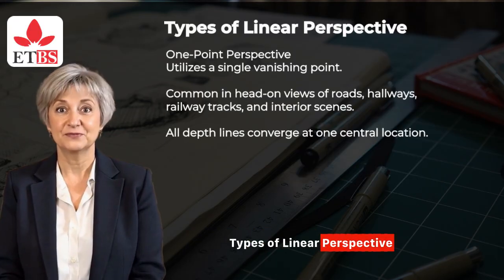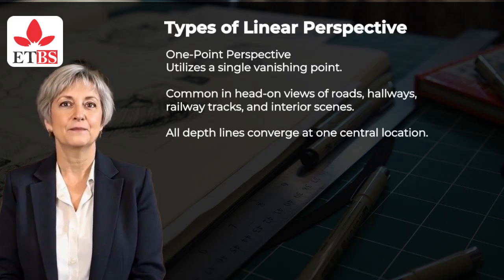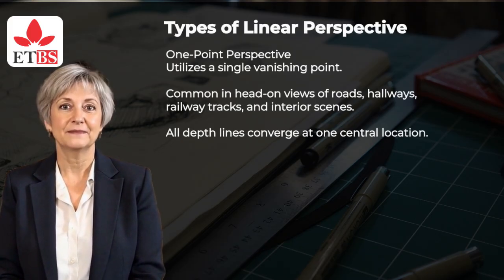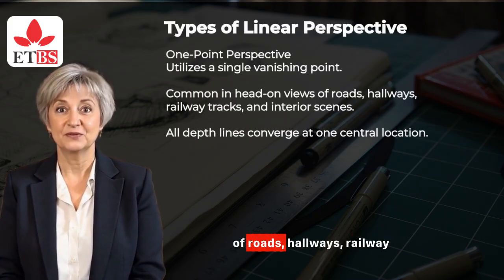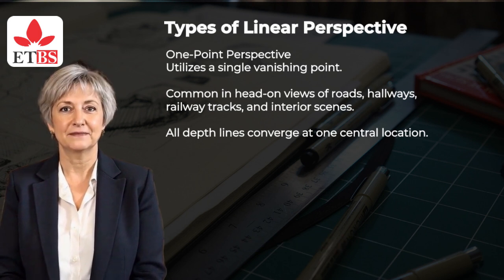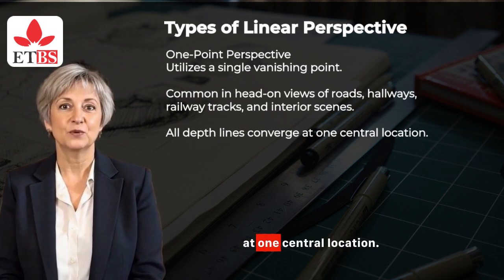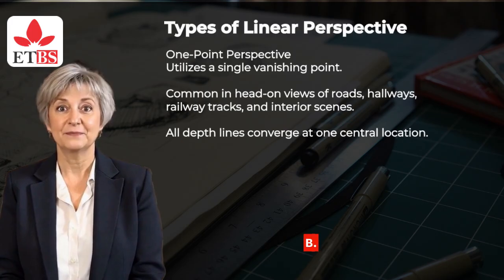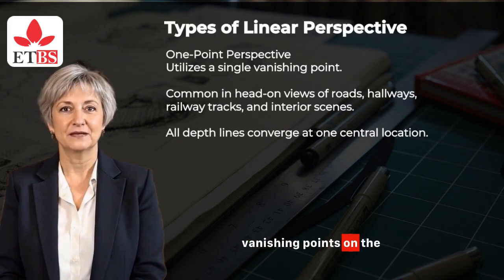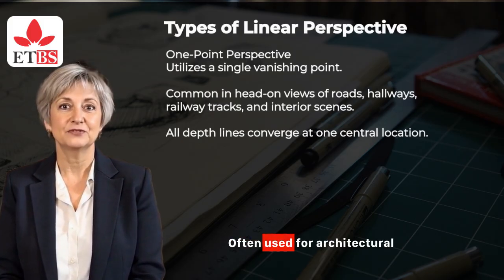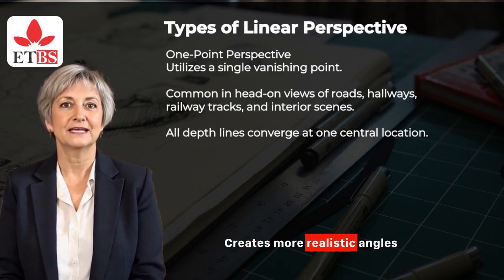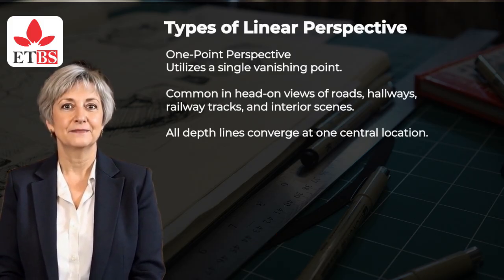Types of linear perspective. A. One-point perspective utilizes a single vanishing point, common in head-on views of roads, hallways, railway tracks, and interior scenes. All depth lines converge at one central location. B. Two-point perspective uses two vanishing points on the horizon line, often used for architectural or object corner views. It creates more realistic angles and dimensionality.